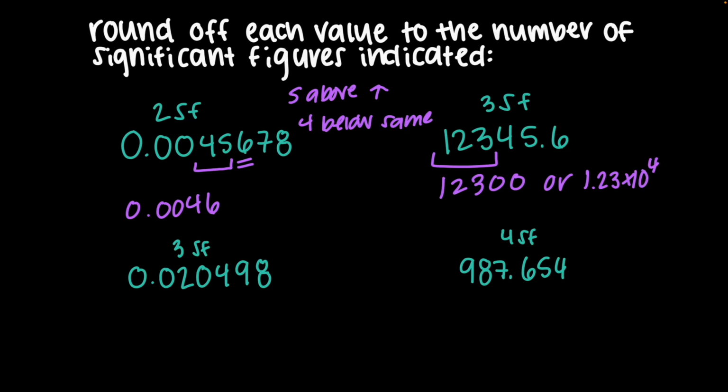For the next value, we have 0.020498, and there is a decimal place, so I'm going to start counting at the first non-zero digit, the 2, and count 3 digits for the 3 sig figs. 9 is going to be 5 or above, so I'm going to round the 4 to a 5, and the value will be 0.0205. For the next number, I have 987.654, so I'm going to start counting at the 9 and stop counting at the 6 for 4 sig figs. 5 will be the first rule, 5 or above, so I'm going to round up, and the value will be 987.7.